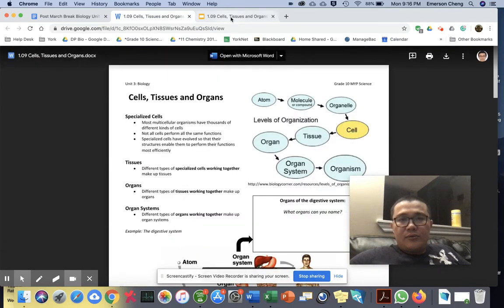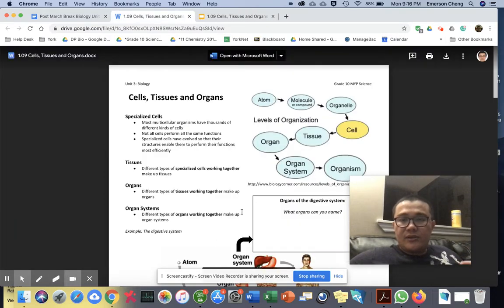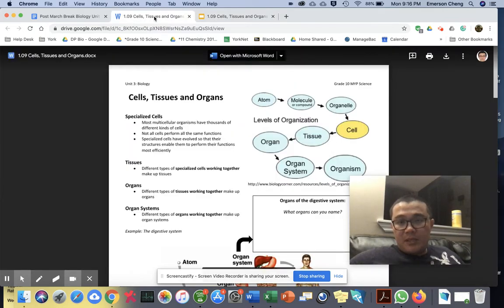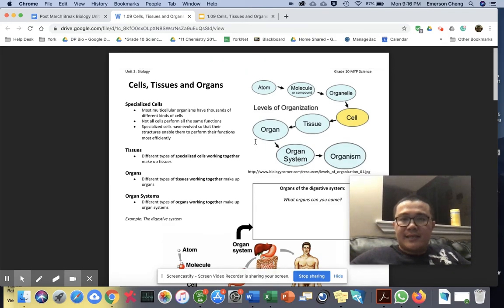I'm going to use the slideshow as a guide to go over this, so that I can also name a few things to explain the information a little bit better, okay? From the Amoeba Sister video, we talk about the cell. This part here, the levels of organization in biology, is actually quite an important concept.